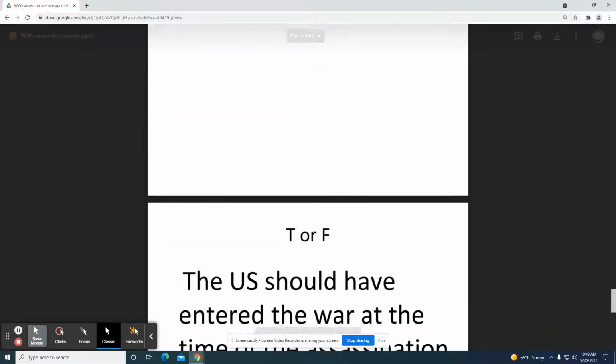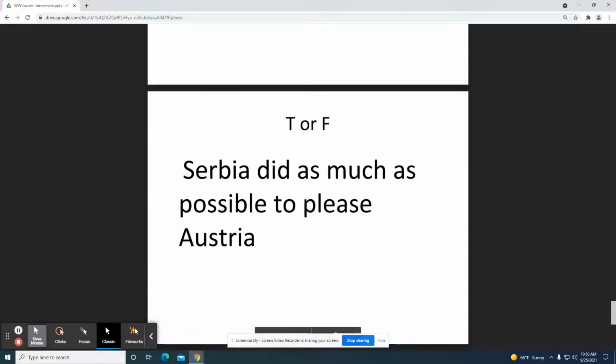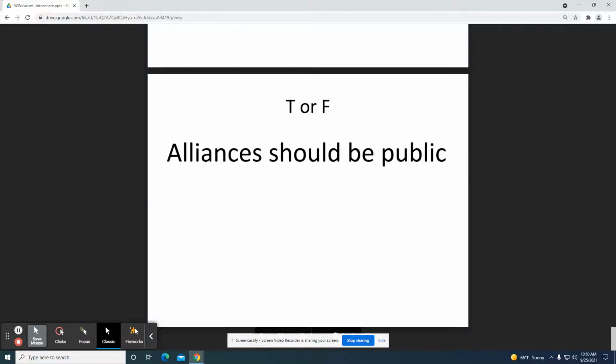So what should the U.S. do? You want to think about these particular questions as we proceed through these documents. And that's it.